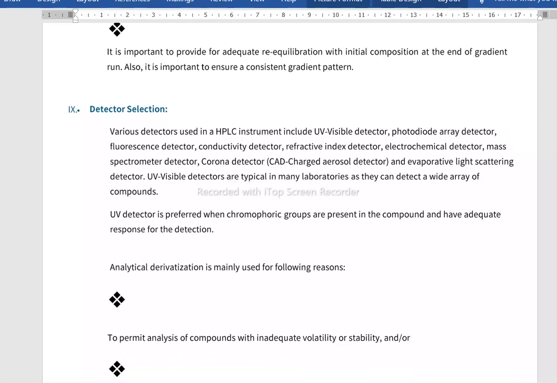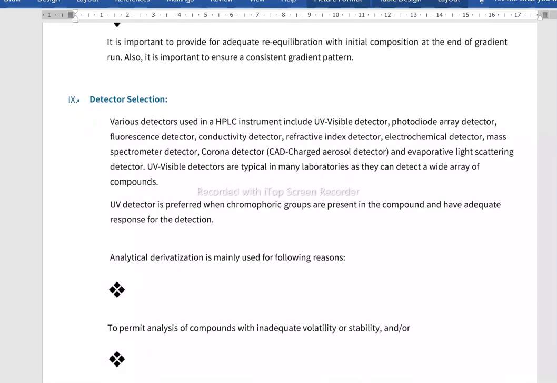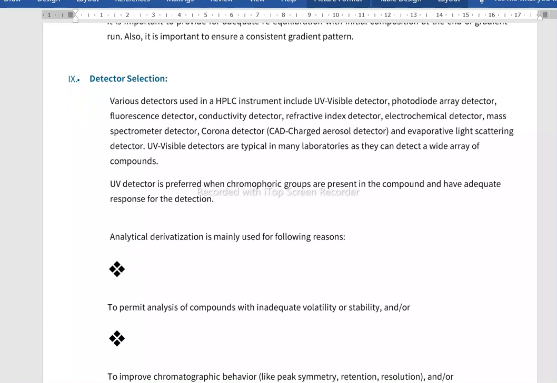UV detector is preferred when chromophoric groups are present in the compound and have adequate response for the detection. If any chromophoric group is present in your compound, then it is usually a UV visible compound. You can usually analyze it with the help of a UV detector. Analytical derivatization is mainly used for the following reason. Sometimes compounds are not UV visible, then we use the derivatization method to make them UV visible and analyze with the help of a UV detector.